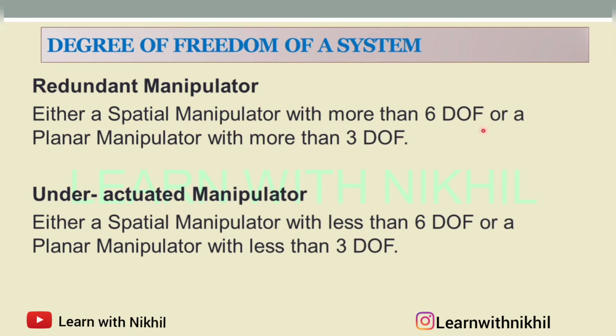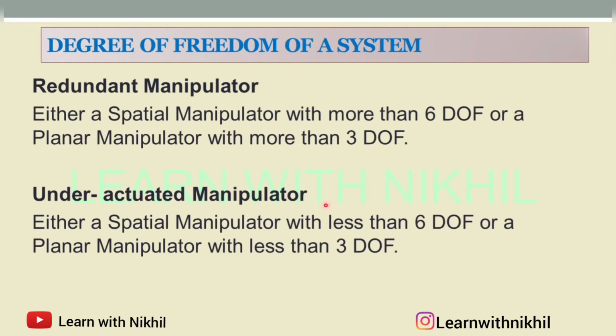So there is no need in 3 dimensions for greater than 6 degrees of freedom to perform any operation. A maximum of 6 is fine for 3D, that is a spatial manipulator, and for a planar manipulator, 3 degrees of freedom are more than enough. But if it has more than these, then that is considered a redundant manipulator. Now the opposite of redundant is the underactuated manipulator.